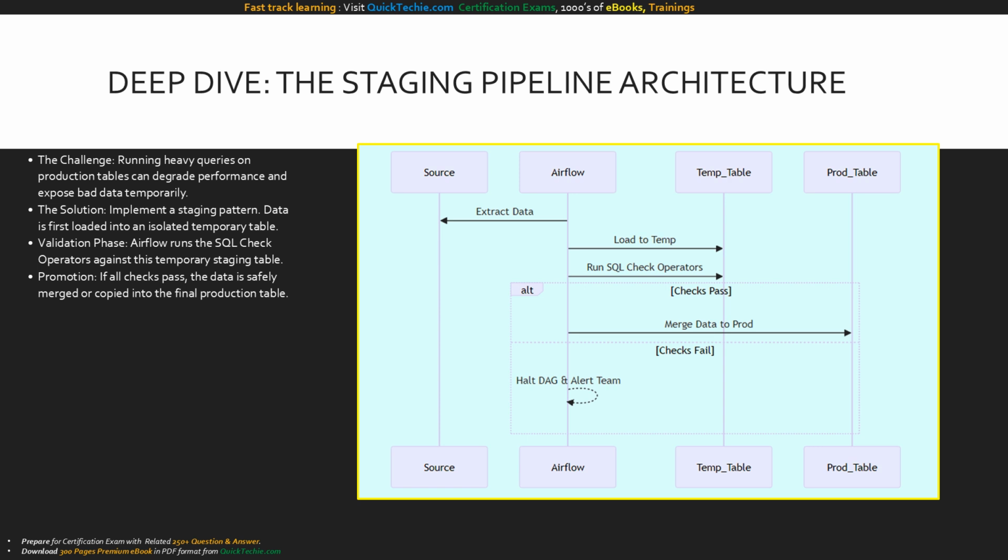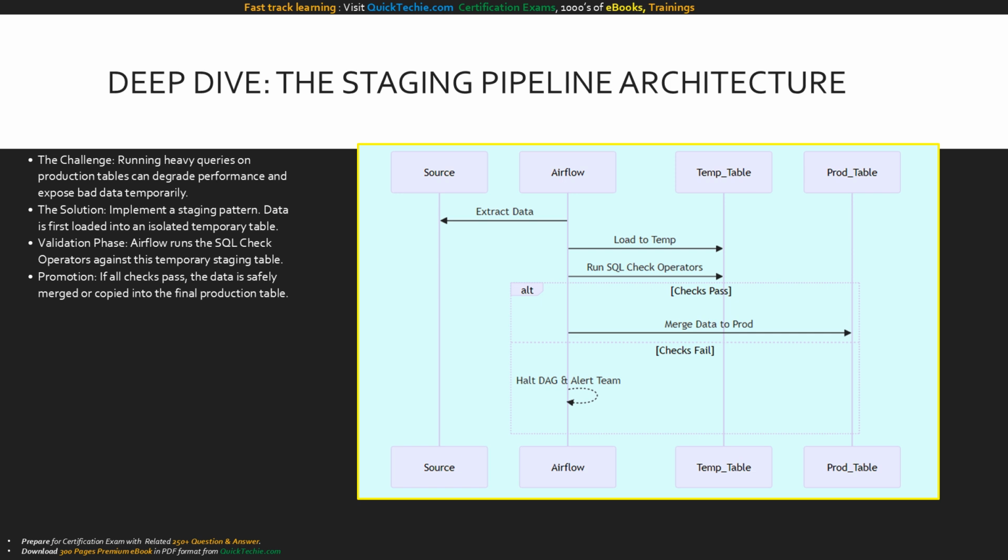Airflow acts as the orchestrator. It extracts data from the source and loads it into a temp table. The critical moment happens next. Airflow runs the SQL check operators against the temp table. We then have a conditional split. If the checks pass, Airflow merges the data into the prod table.